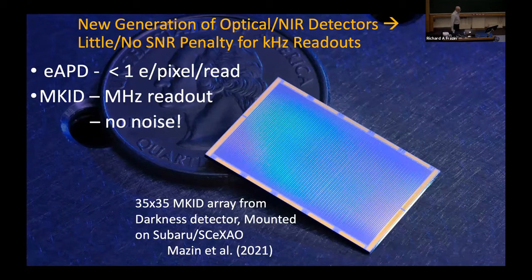Now, there's a new generation of detectors that have very little or no noise penalty for rapid readouts. There's the electron avalanche photodiodes, the EAPD, and they have very little readout noise. And then there is the MKID, microwave kinetic inductance detector. What we see here is an MKID in the background. That is a 35 by 35 array of MKIDs, and they can read out at megahertz rates with literally zero readout noise.